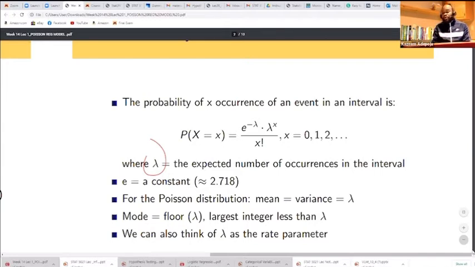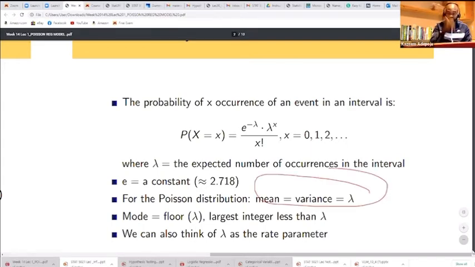Before I can use a Poisson distribution, I need to know my lambda. The lambda has to be known, which is the expected number of occurrences. And of course, in the Poisson distribution, the mean and variance are equal. Take a look at that. The mean and variance are equal.